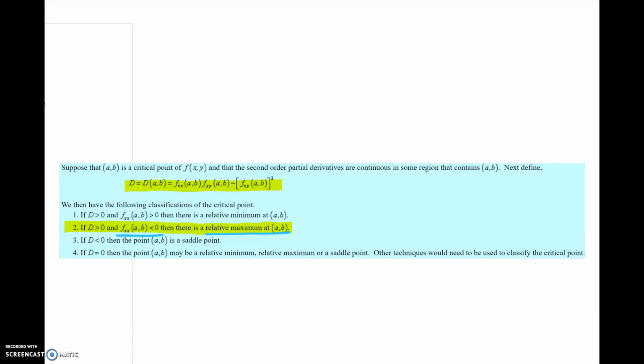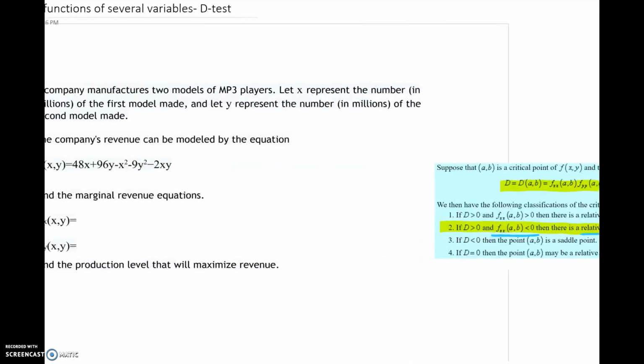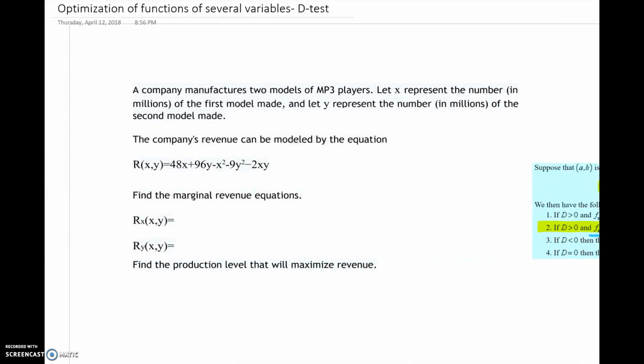Okay, so back to our problem here. We have this company. It's got two different kinds of MP3 models. So first we're going to find our marginal revenue equations, and those are just the derivative of the revenue. So we start with our R of x, and that's taking the derivative of the revenue function with respect to x. So the derivative of 48x would be 48.